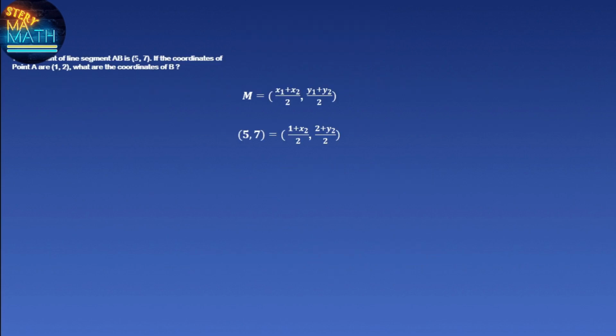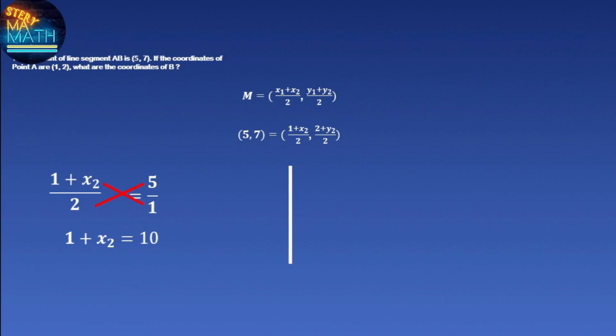Now we can isolate the coordinates and deal with the first coordinate, which is 1 plus x2 divided by 2 is equal to 5, which is 5 over 1. And we can use the cross product. 1 times 1 plus x2 is 1 plus x2, equal to 2 times 5, which is 10. Subtract 1 from both sides, so x2 is equal to 10 minus 1, which is 9.